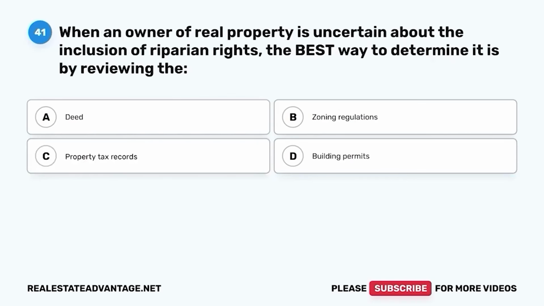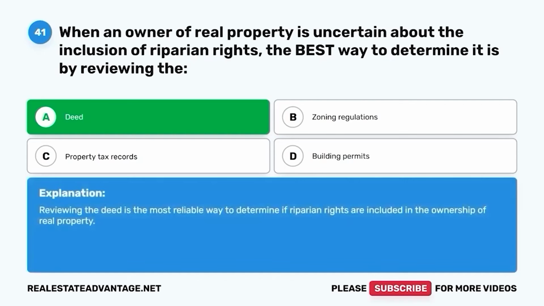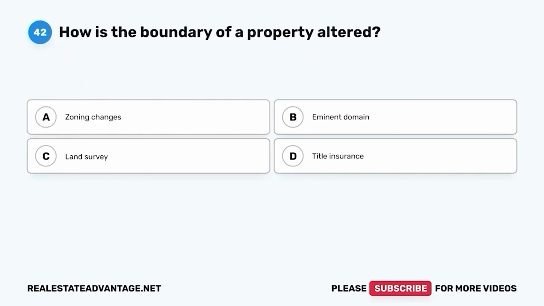Question 41. When an owner of real property is uncertain about the inclusion of riparian rights, the best way to determine it is by reviewing the A. Deed, B. Zoning regulations, C. Property tax records, D. Building permits. The correct answer is A, deed. Reviewing the deed is the most reliable way to determine if riparian rights are included in the ownership of real property.